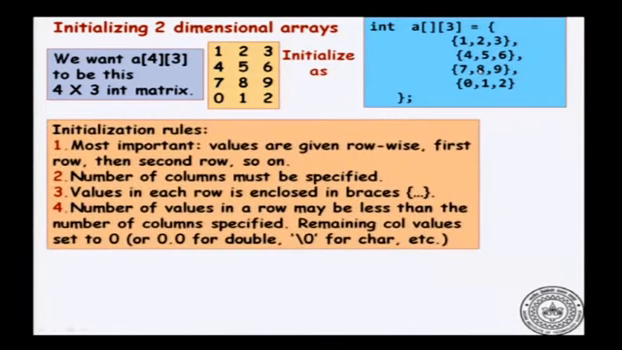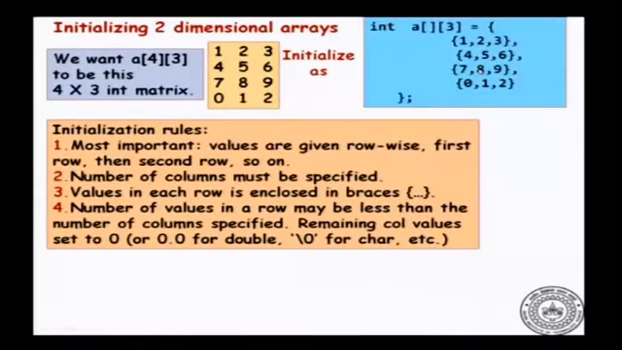There are some initialization rules similar to what we have seen for one dimensional arrays. Values are given row wise. The first row, the row number 0, is the first entry.